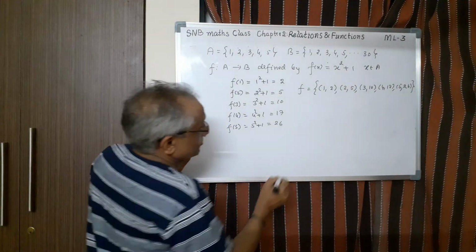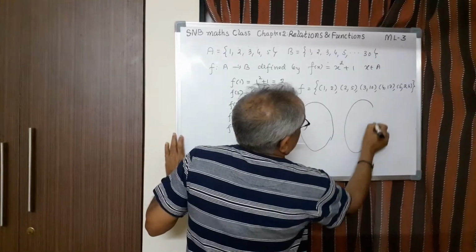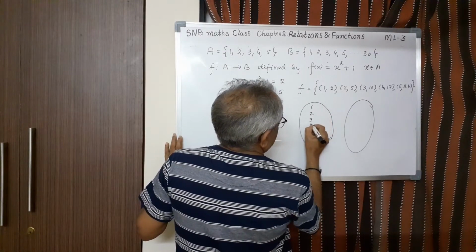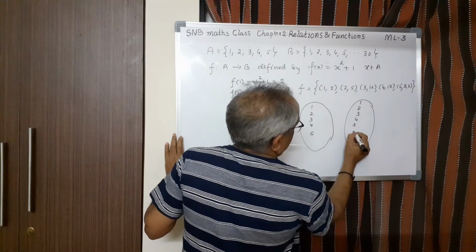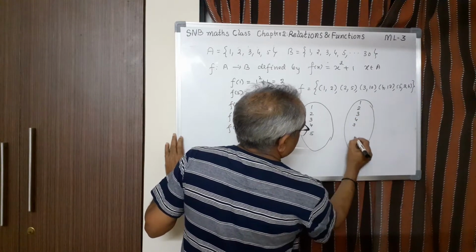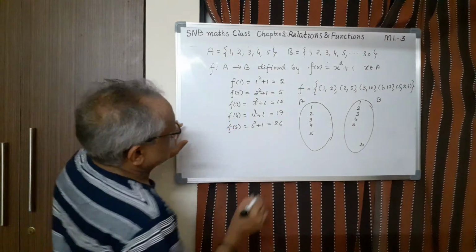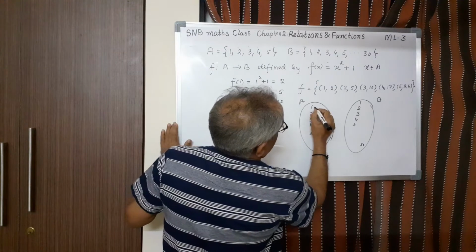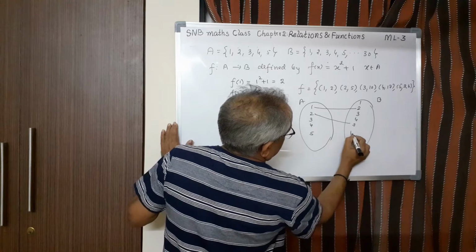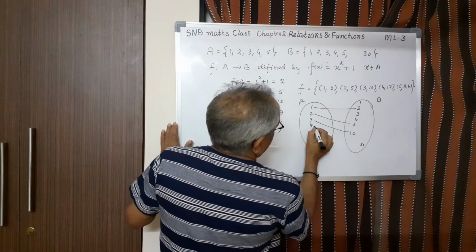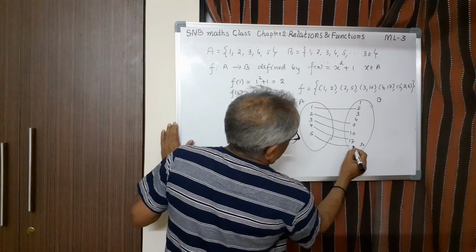Same function can also be represented using the ray diagram here. So this is 1, 2, 3, 4, 5 and 1, 2, 3, 4, 5. Of course, I can't write all the elements, say 30 and so on. Here A, B. Then of course, particular elements we can represent. 1 is going to 2, 2 is going to 5. Then 3 is going to 10, I will write here 10. 4 is going to 17, I will write 17 also. 5 is going to 26.